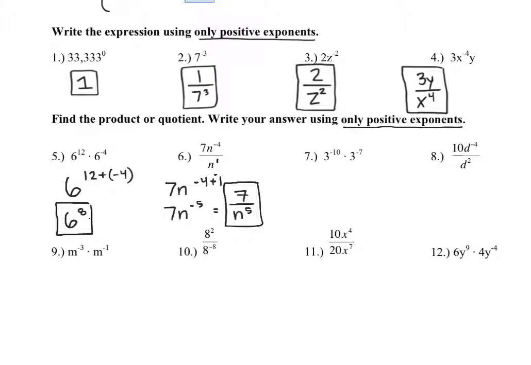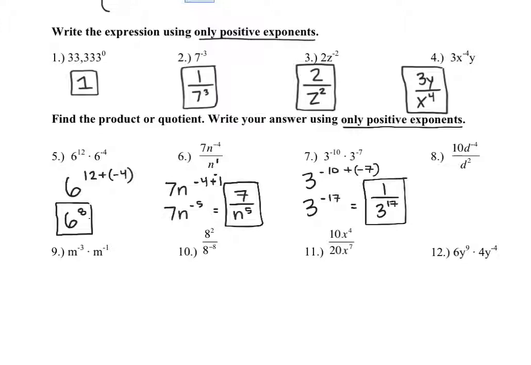Let's try the next one. The base is 3, so we have 3 to the negative 10 plus negative 7. I'm adding those exponents since it's multiplication. So this would be 3 to the negative 17th power. And so 3 is the base, so it moves down, and this would be 1 over 3 to the 17th power. Again, you have to write your final answer using only positive exponents.